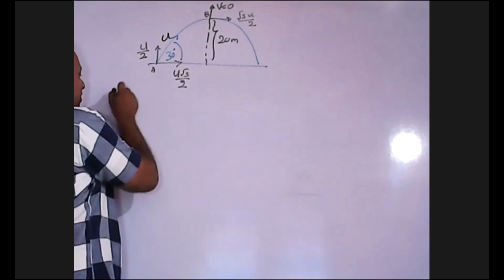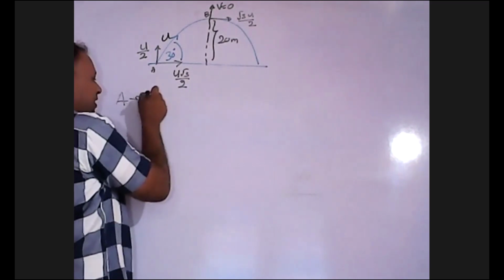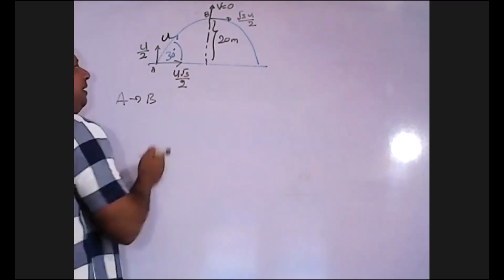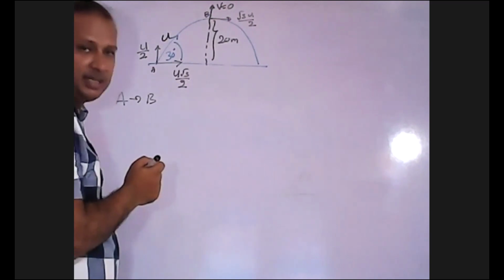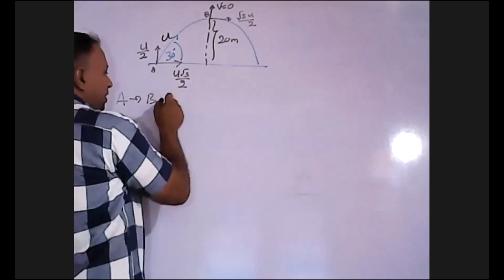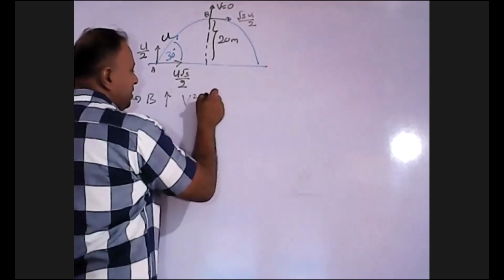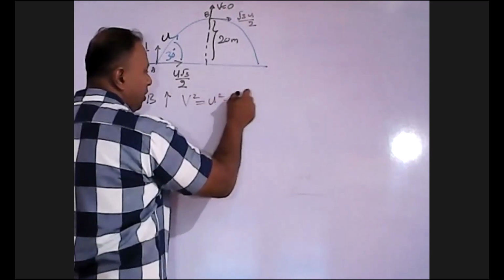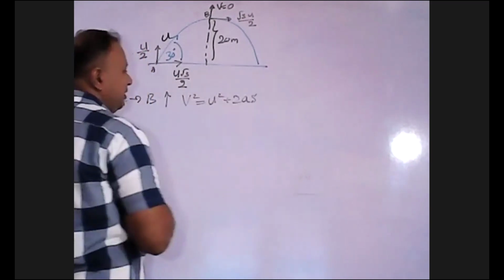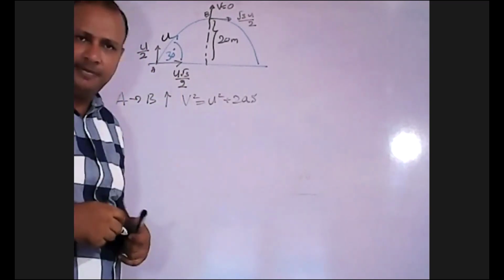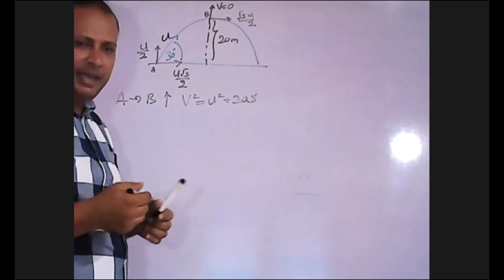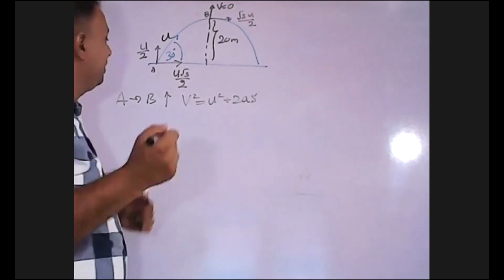From A to B, in upward direction, V square is equal to U square plus 2as. Because I don't know time, I cannot use the equations that include time.